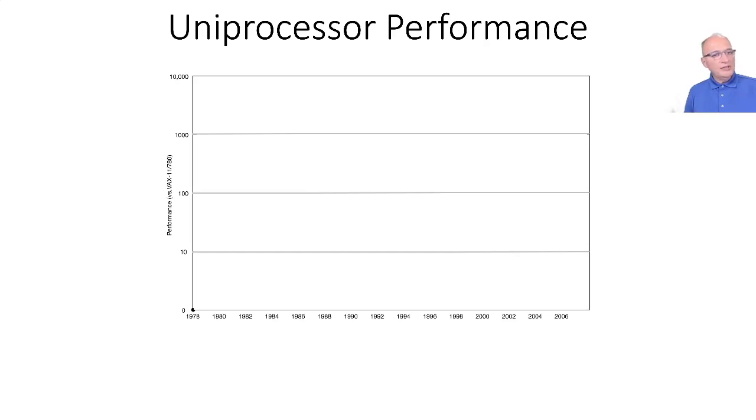This is another plot that's very classic. This plot plots a curve of performance. And the performance here is relative to a very old computer, a computer that's commonly used as a reference for performance measurements. That is the VAX 11/780. And this plot will go from 1978 to 2006. We could have more up-to-date plots. We can find some of those on the web.